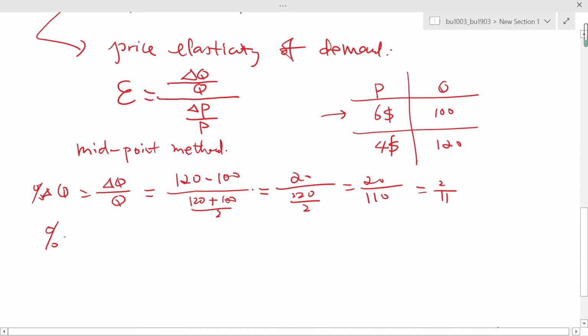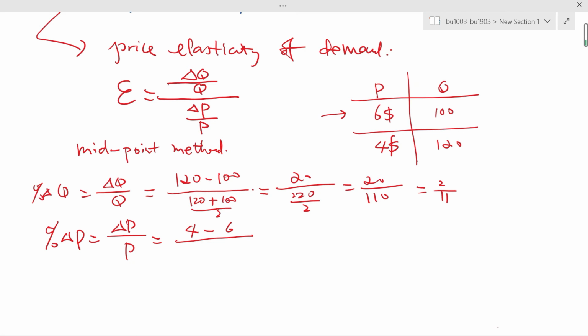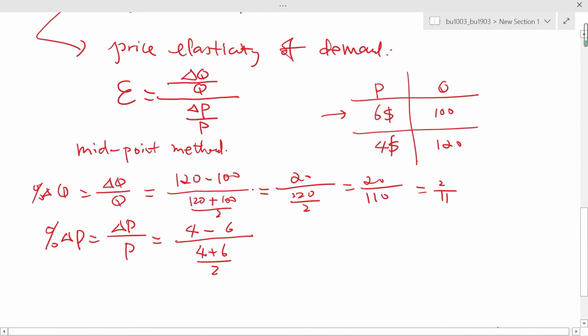Similarly, for the percentage change of price, again, use the midpoint method. So it's ending price 4 minus beginning price 6, divided not by the beginning price, but by the midpoint between beginning price and ending price. So it's 4 plus 6 divided by 2. So it's negative 2 divided by 10 divided by 2, which is 5.